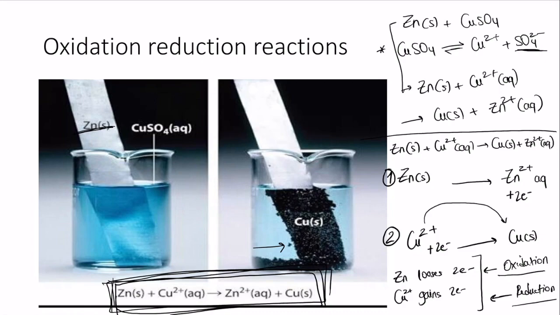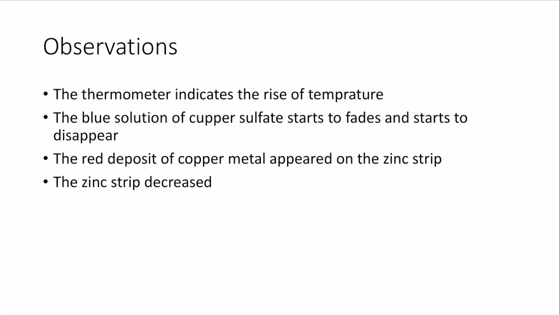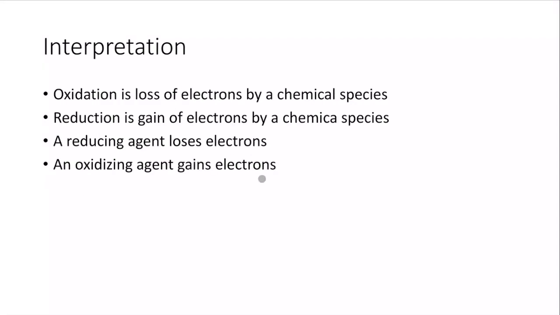This one, Zn becoming Zn2+ plus 2 electrons, is the oxidation half reaction. So let me just cover this slide. The observation was the thermometer indicates the rise of temperature. The blue solution of copper sulfate starts to fade and starts to disappear. The red deposit of copper metal appeared on the zinc strip, and the zinc strip decreased. So we covered this.